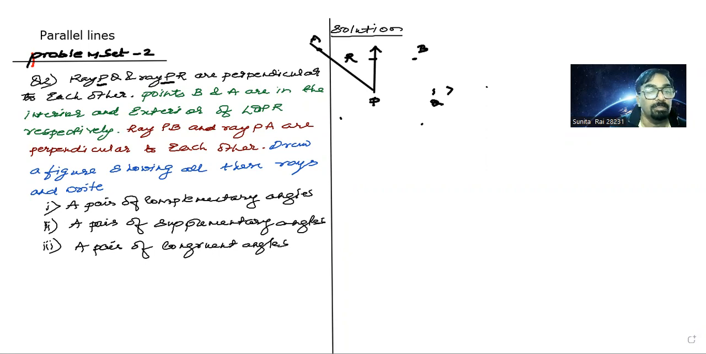I'll draw it once again, children. I made a mess up. Here is your ray PQ, can you see this, children? And here is your ray PB. And this is your ray PR. So ray PQ and ray PR are perpendicular, meaning they make an angle of 90 degrees. You can see this angle is 90 degrees.